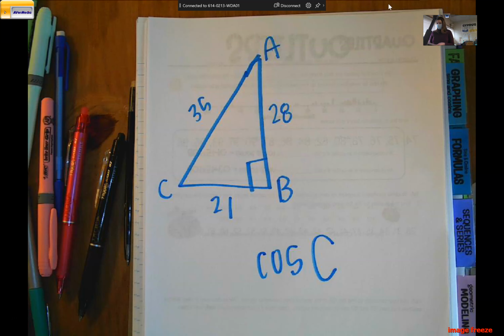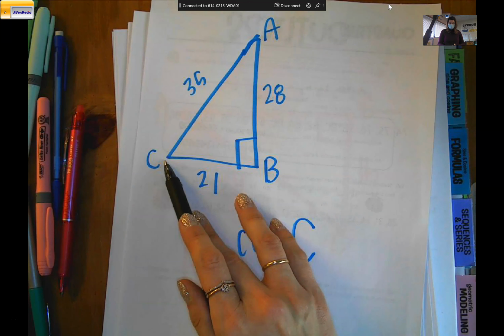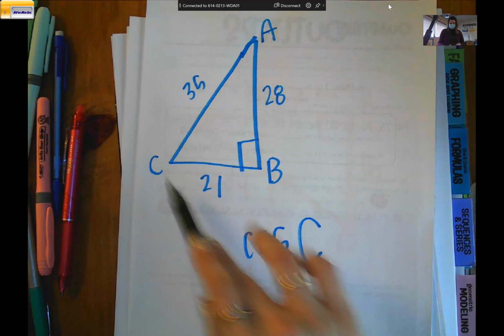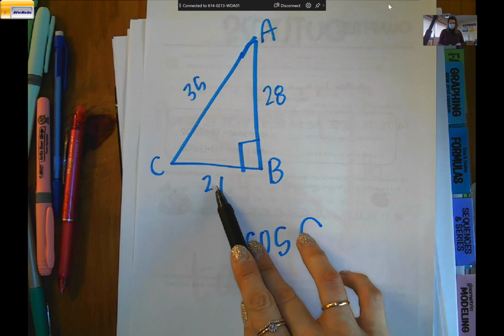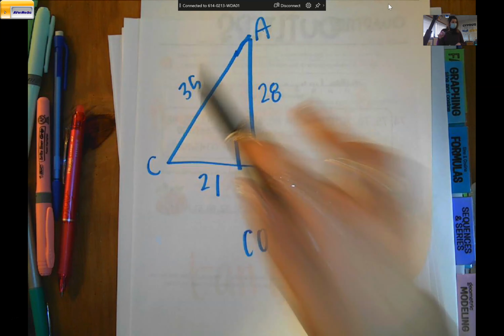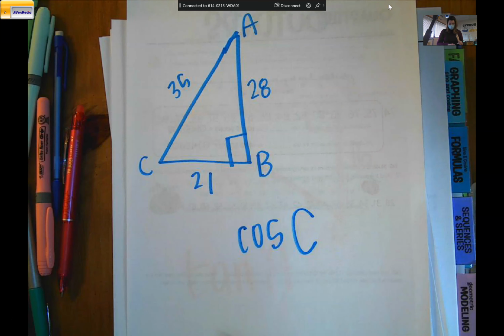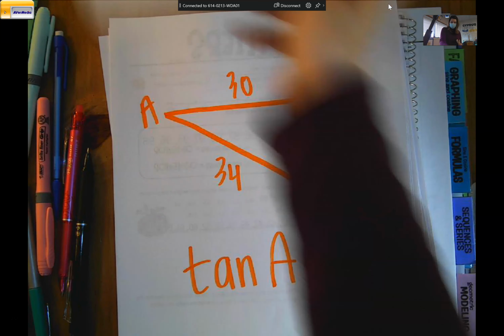Okay, this one goes to Juan. 4/3. Do you guys agree? Yes, no? Cosine of C would be 21/35. So that's 3/5. Okay, cool.